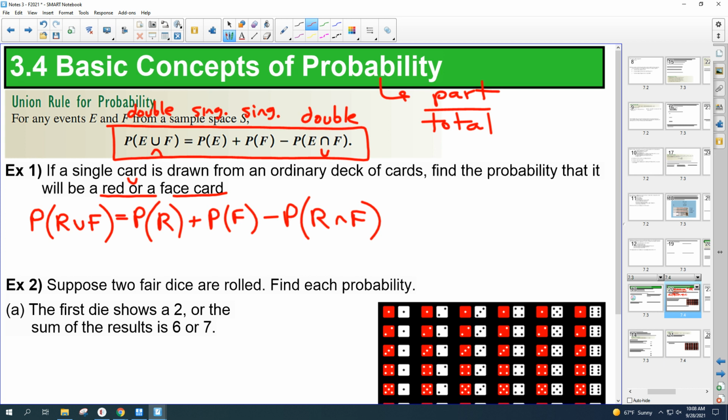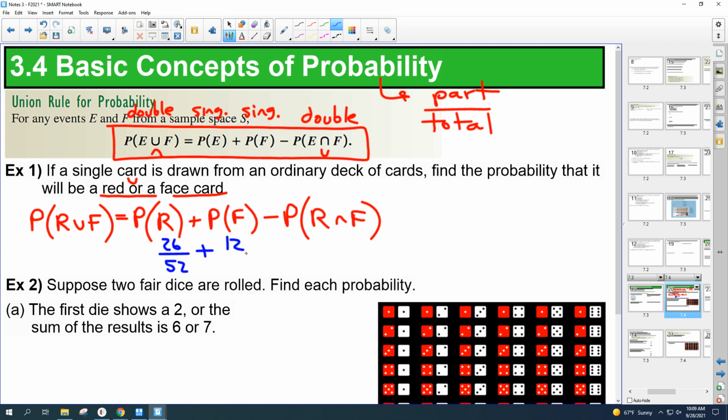You have to know how many red cards there are. Remember, probability is part over total, but the part in this case is how many reds are there? How many red cards are there? 26 out of how many total cards are there? 52, right? Good. And then for the face cards, how many face cards are there? I heard 6, I heard 12. Which is it? There are 6 black face cards and there are 6 red face cards, but all I'm talking about right now are face cards. How many face cards are there?